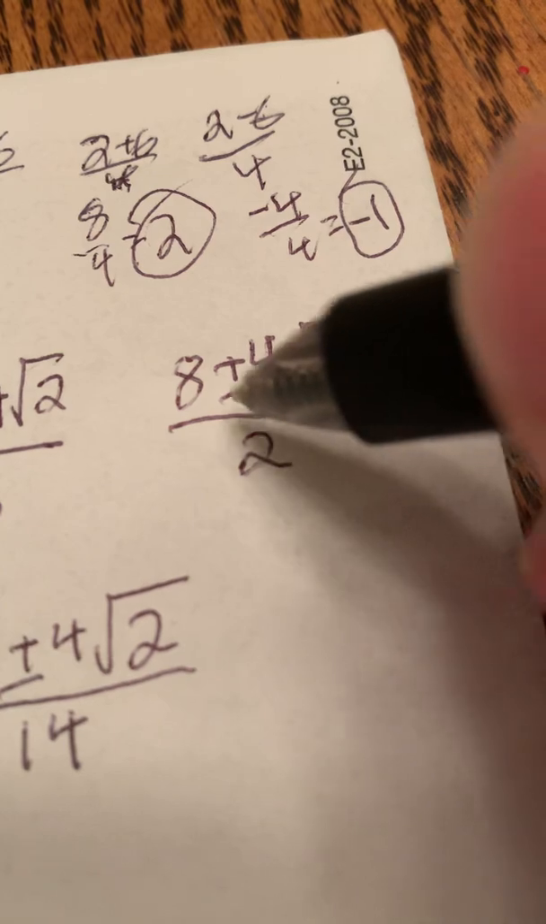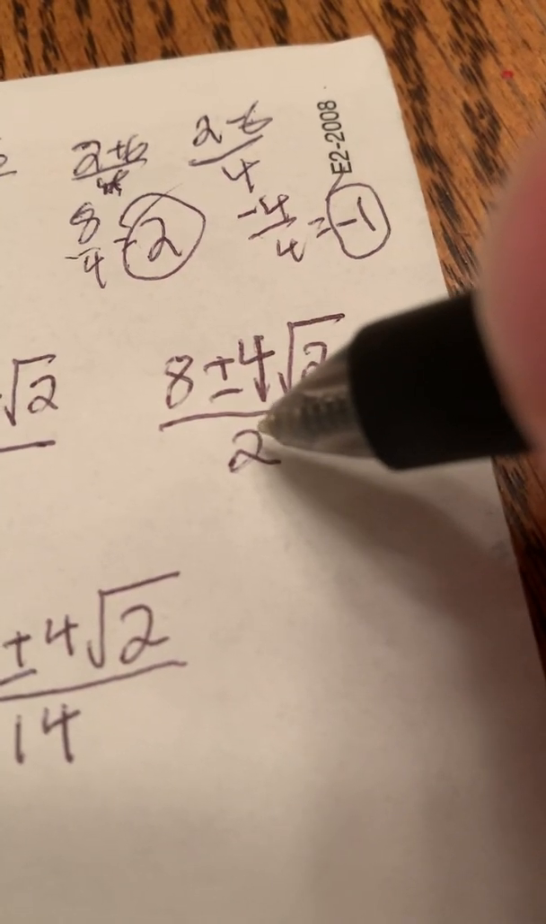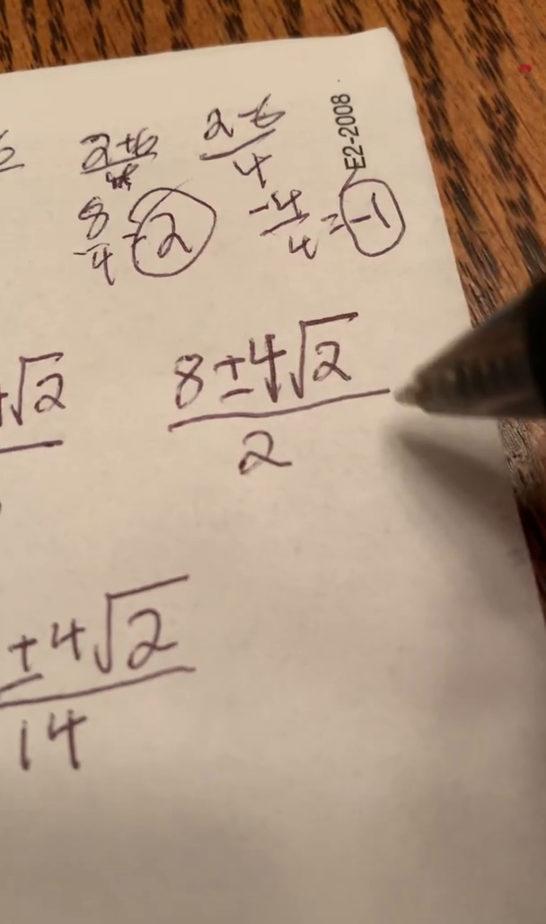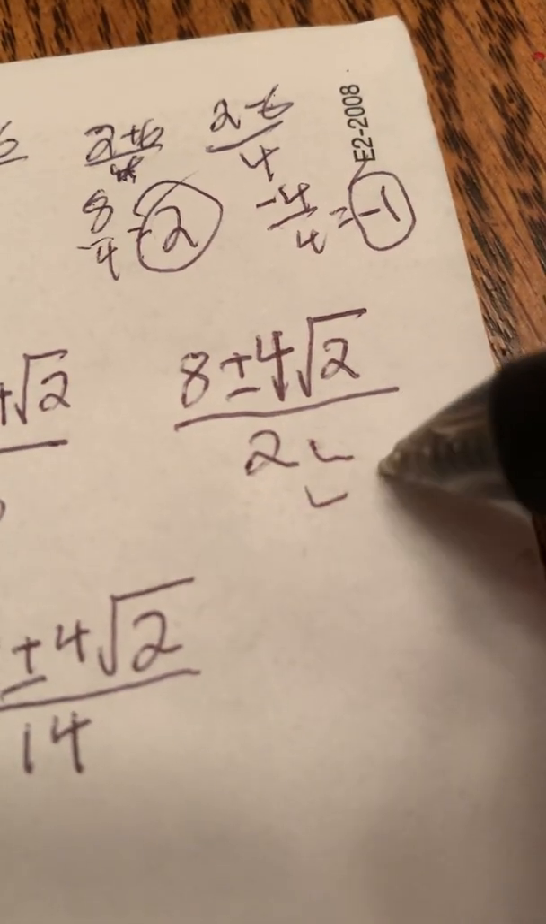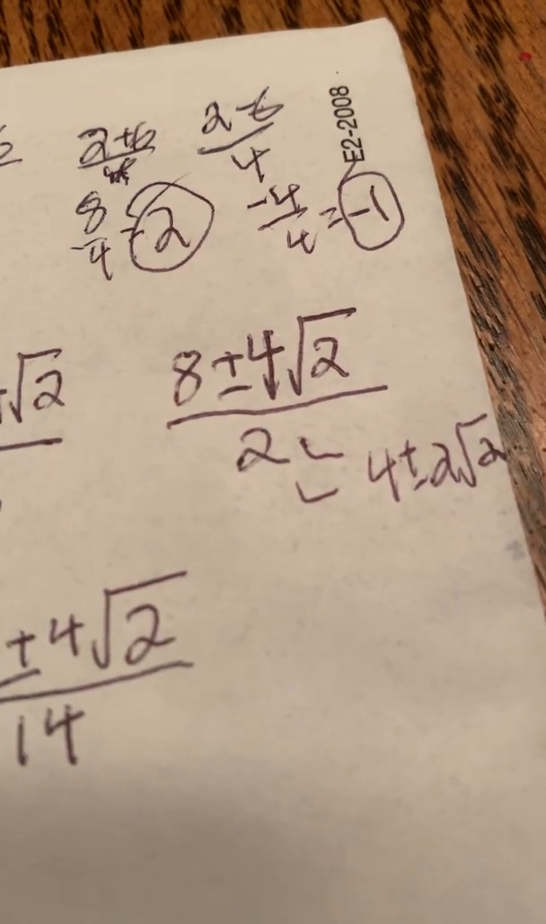So it would be 4 plus or minus 2 square root 2 over 1. And of course, I need the 1 in the denominator. But when I can just divide these clean, you're just going to look at it like that and do 4 plus or minus 2 square root 2.